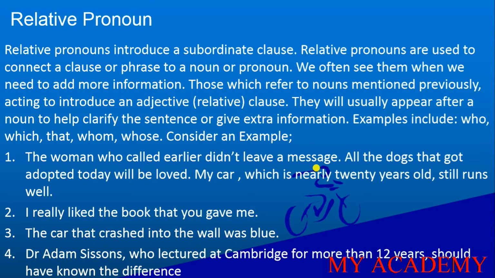Sixth type is the relative pronoun. Relative pronouns introduce a subordinate clause. Relative pronouns are used to connect a clause or phrase to a noun or a pronoun. We often see them when we need to add more information, which refers to the noun mentioned previously. Acting to introduce an adjective clause, they will usually appear after the noun to help clarify the sentence or give extra information. For example, who, whom, that, and which are considered examples.